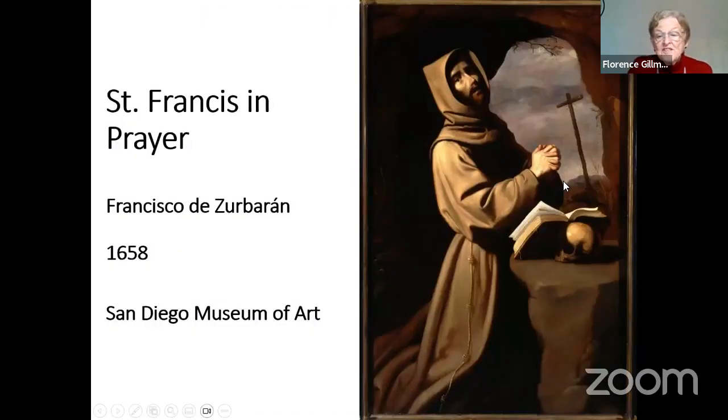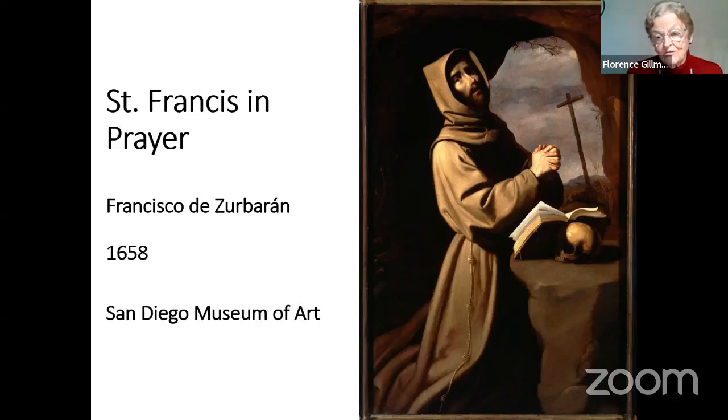Okay, just next door to the Timken, the San Diego Museum of Art has another Zurbaran. So we in San Diego are really lucky to be able to see close up, literally, two Zurbaran paintings of St. Francis. Now this one has a little more action in it, in the sense that there's a window-type, or actually probably a cave-opening-type scene behind Francis. And again, we see the skull, but this time we see a book balanced on the skull.